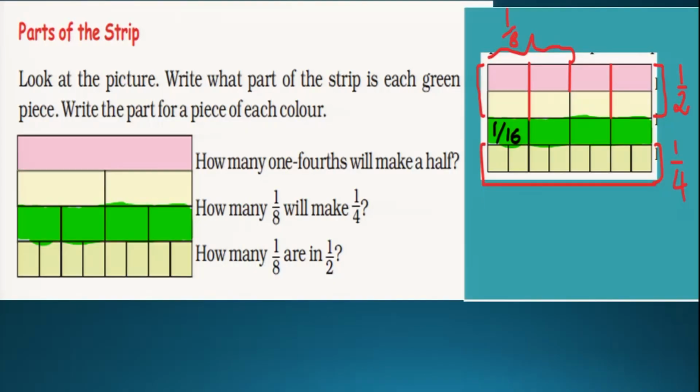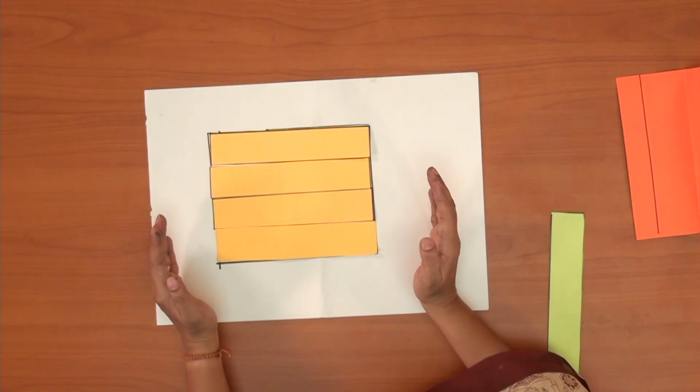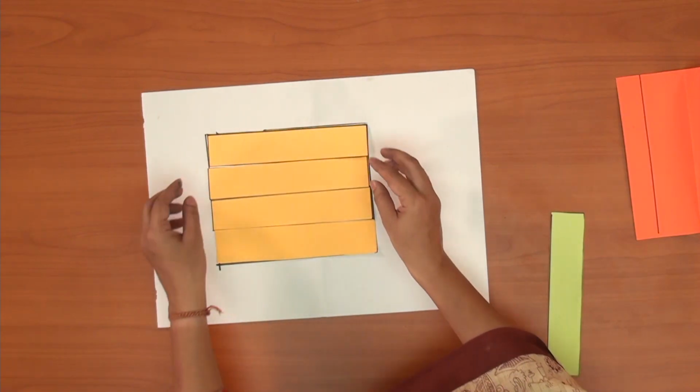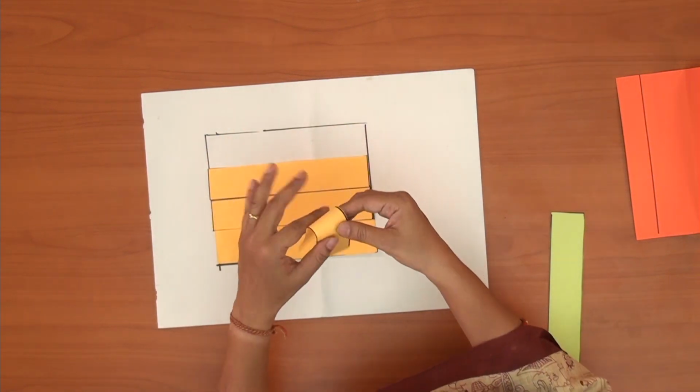Next question is, how many 1/8 will make 1/4? For that, we have to first divide this rectangle into 8 equal parts. Only then can we find out. So, let's now divide it into 8 equal parts.